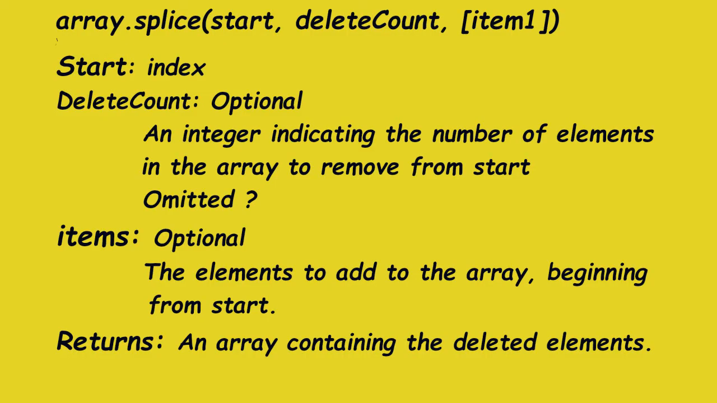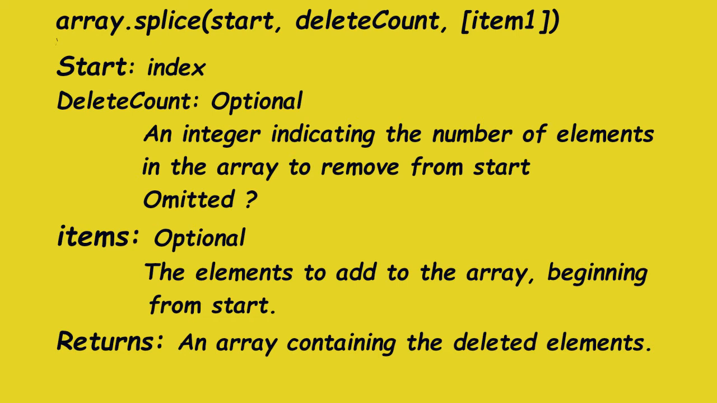Our splice method accepts 3 parameters, that is start, delete count, and the items. The start parameter is the index at which I want to start the splicing. Delete count is an optional parameter, and it is an integer indicating the number of elements in the array that I want to remove starting from the start parameter.